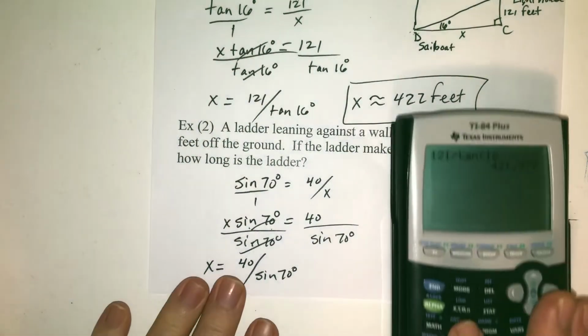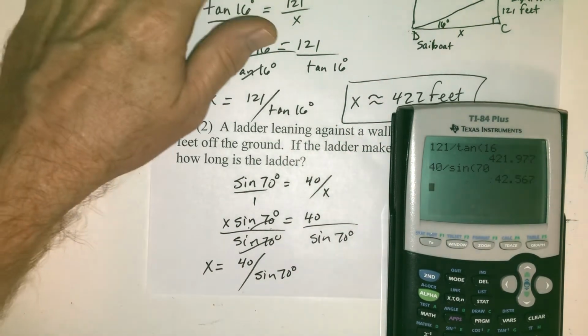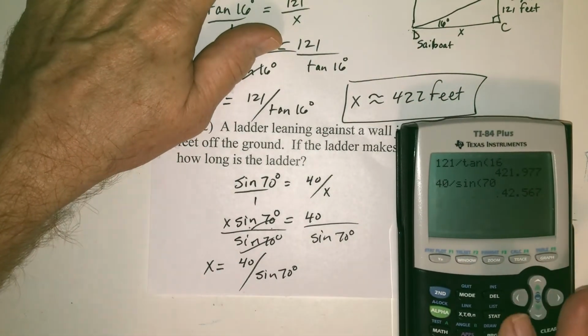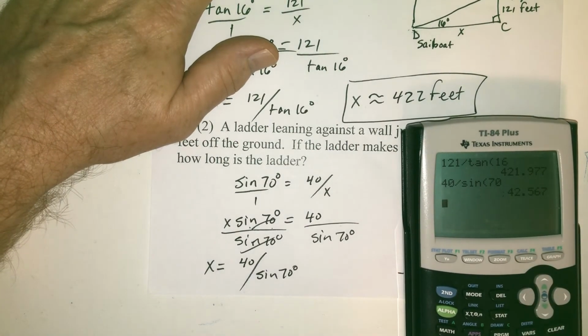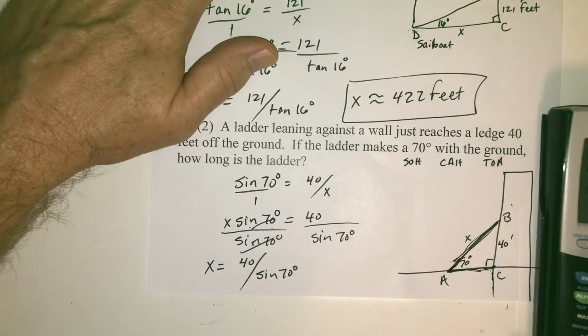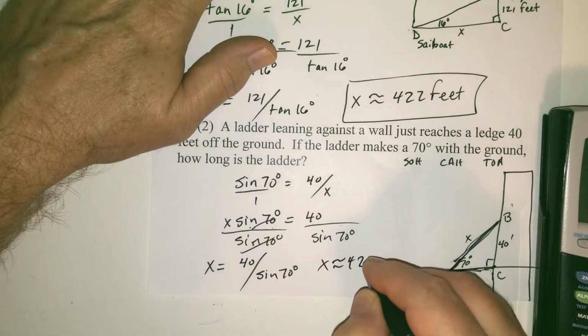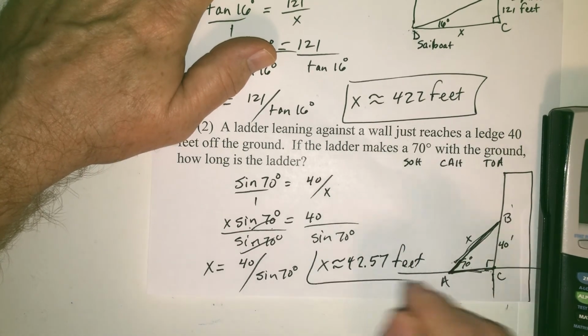All right, and then we will just type that in. 40 divided by the sine of 70 degrees. And when we hit enter, we see that that ladder would be... and did it say round anything? No. Well, if it doesn't say round, I would always like for you to round to at least 2 decimal places. So let's round that to 42.57 feet. So x would be approximately 42.57 feet for the length of that ladder.